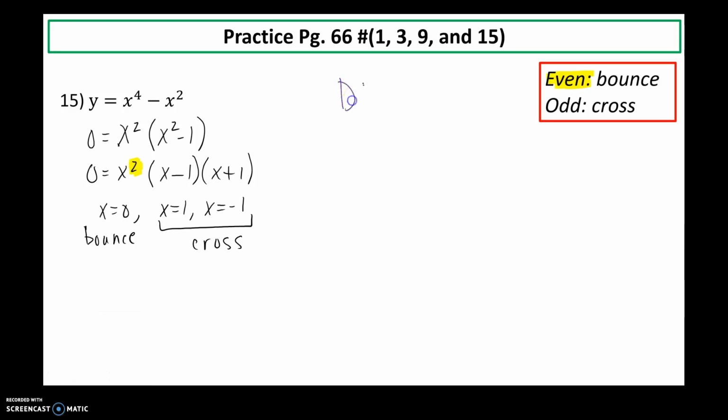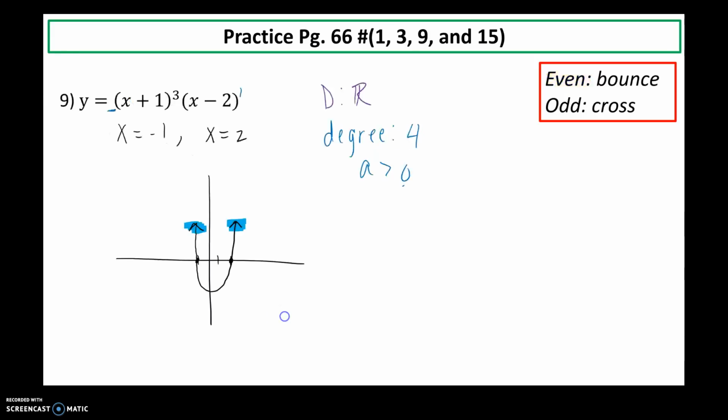Okay, domain, all real numbers. My degree. The polynomial is in standard form, so I can take the degree right from the original, which is 4. Or if I add these together, 2 plus 1 plus 1 verifies the degree is 4. Lead coefficient is positive. So it's going to have that same end behavior as the previous one. The end behavior has to be up, up, because it's an even degree and a positive lead coefficient.